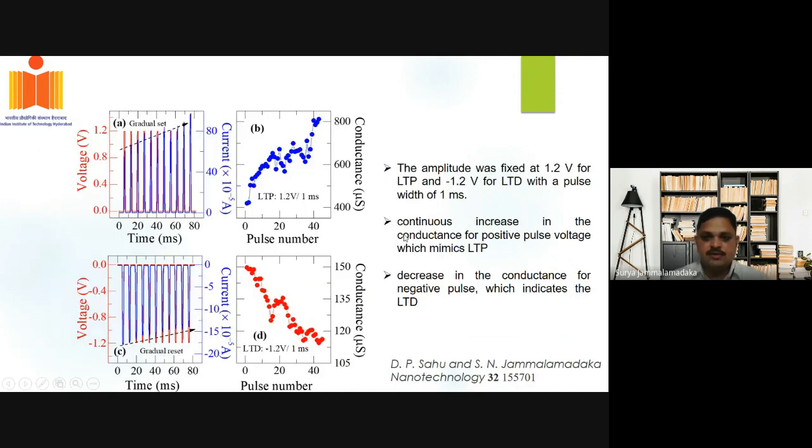As I mentioned, we also try to show long-term potentiation and long-term depression by applying continuous pulses of 1.2 volts for long-term potentiation and negative 1.2 volts for long-term depression. What you can see here is a continuous increase in the conductance for the positive pulse voltage, which mimics long-term potentiation, and a decrease in the conductance for the negative pulse, which indicates long-term depression.